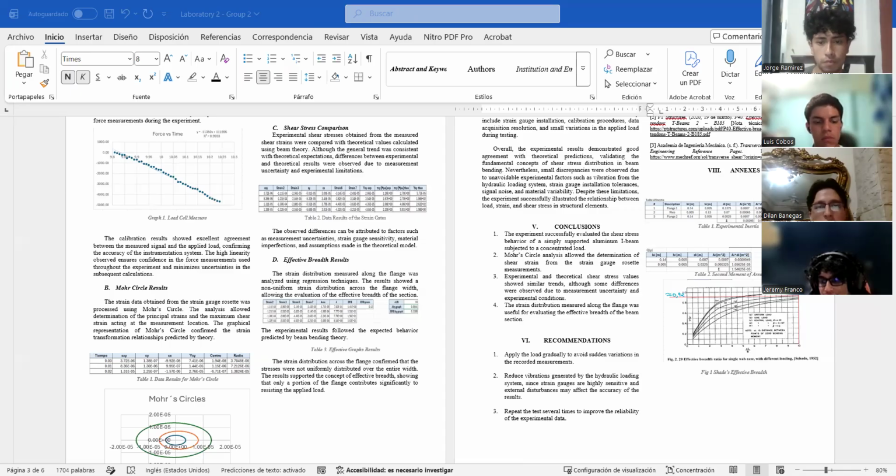And the recommendations: number one, apply a smoothing filter to the graph to avoid sudden variance in the recorded measurements. Number two, reduce vibration generated by the hydraulic loading system, since strain gauges are highly sensitive and external disturbances may affect the accuracy of the results. Number three, repeat the test several times to improve the reliability of the experimental data.